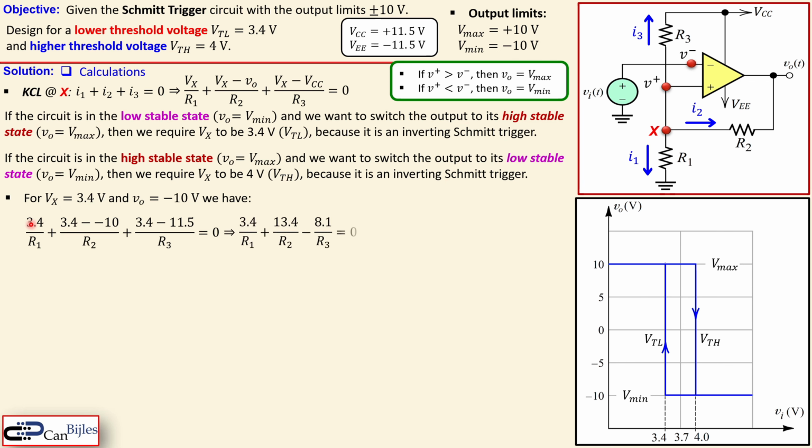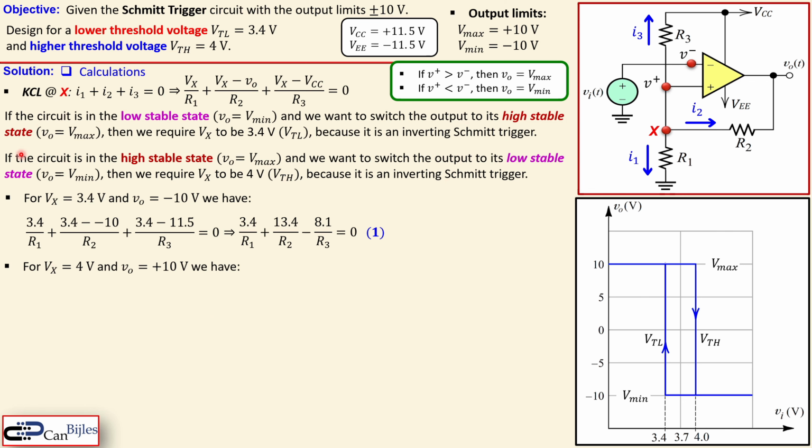Now we can simplify this, because this 3.4 minus 10 will be then minus 6.6. And this one, 3.4 minus 11.5, will be then effectively minus 8.1. Now taking this together, we will use shortly what we need to do in order to get the values for these three resistors. Now let's call this equation number 1.